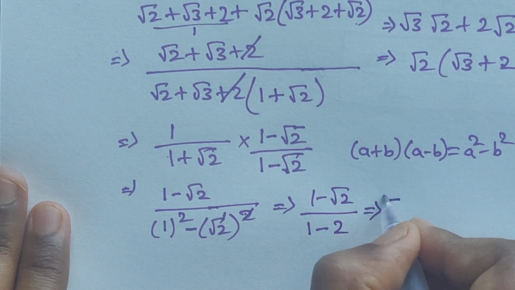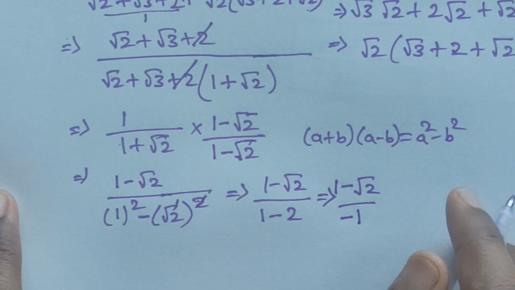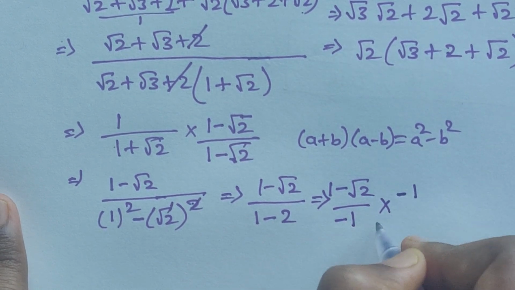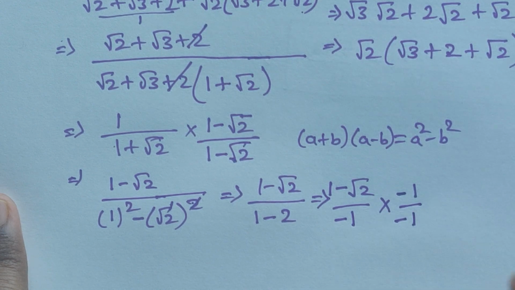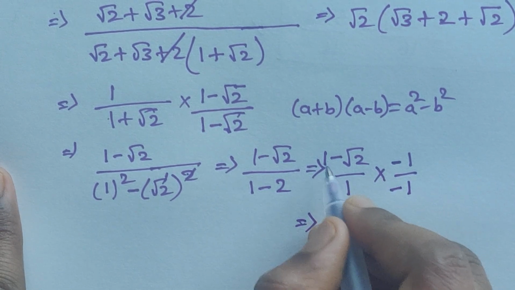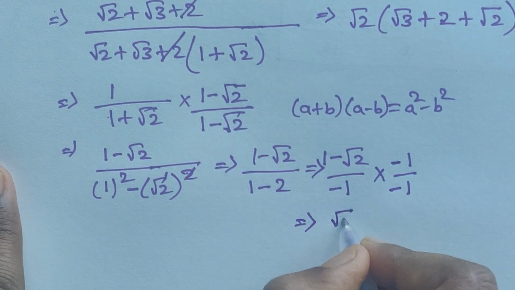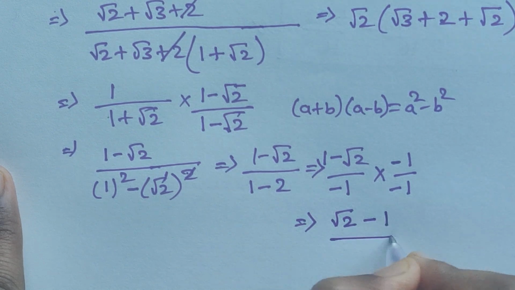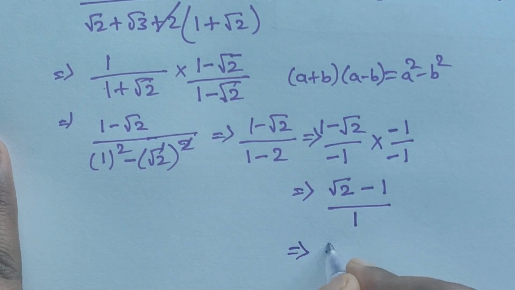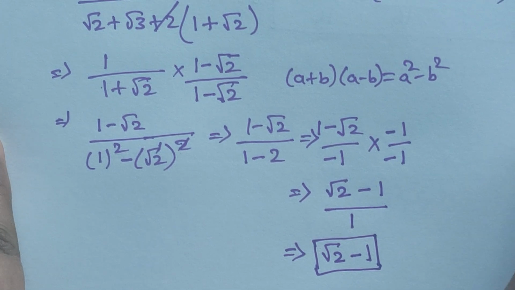So 1 minus square root of 2 divided by 1 minus 2, which is equal to minus 1. Again multiply by minus 1 in the numerator and denominator. So minus 1 times (1 minus square root of 2) equals positive square root of 2 minus 1, divided by minus 1 times minus 1, which is equal to 1. So square root of 2 minus 1 is the answer. This is the final answer.